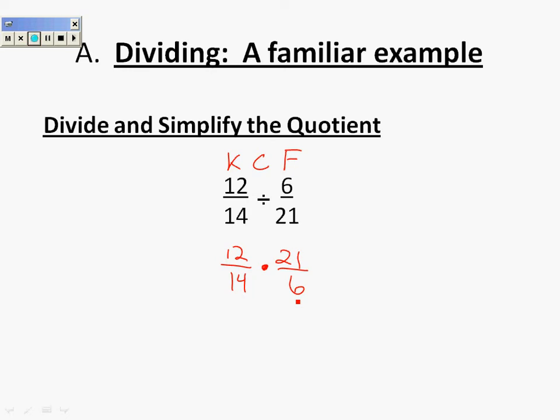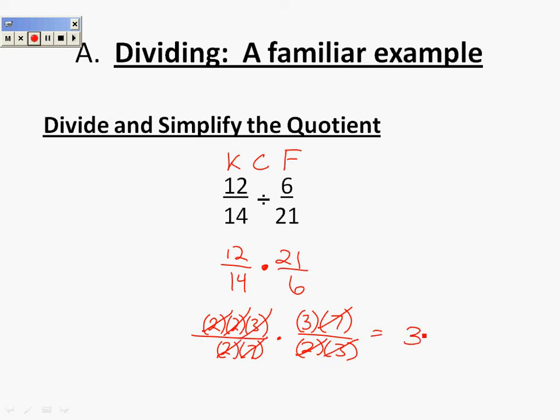So 12 becomes 2 times 2 times 3. 14 becomes 2 times 7. 21 is 3 times 7. And 6 is 2 times 3. And then we're ready to start canceling stuff off. So 2 takes a 2. 7 takes a 7. 2 takes a 2. 3 takes a 3. And my final answer is 3.